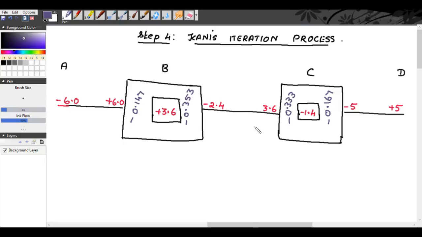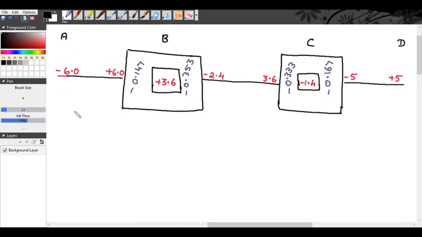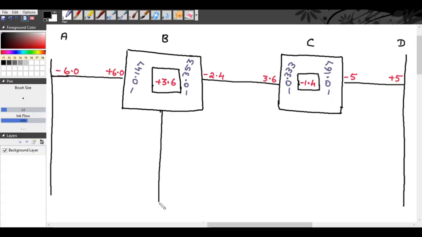Now we will go for the iterations. As I have told you earlier, Kani's method is an iteration process. So now it is time for our iteration. So how will we do the iteration? For that, we will draw the lines first. So it is A. We will close it, right? So A and D. Draw a line at B and at C. That means AB, BC and CD.